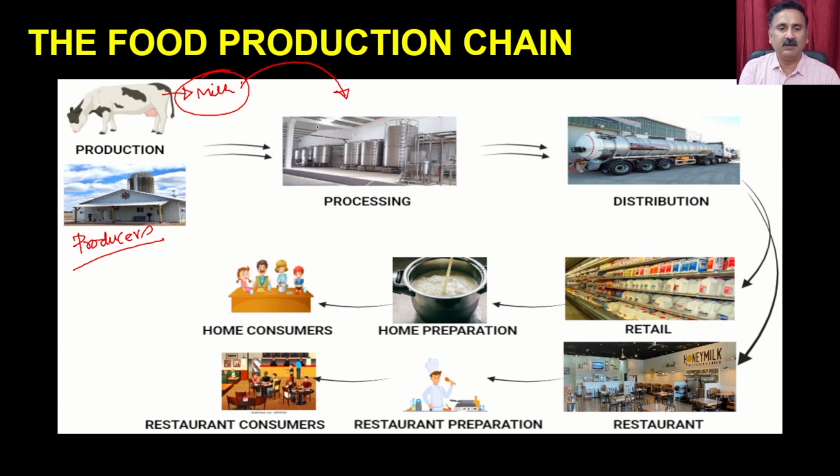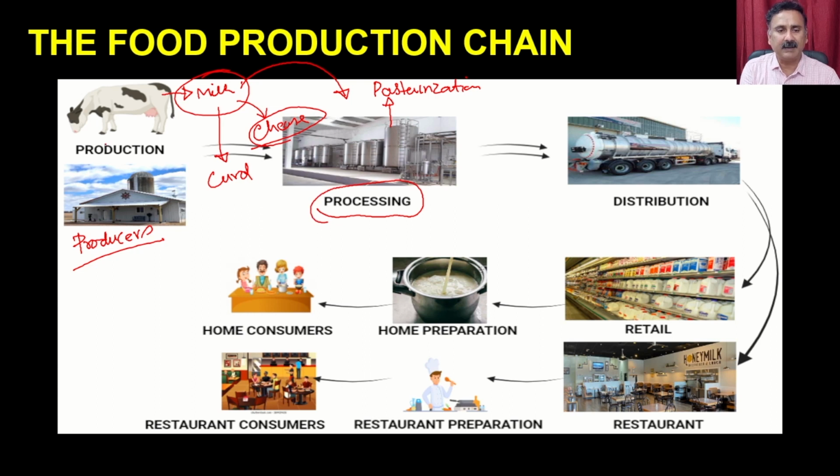Within this processing unit, for example, if we take an example of milk, then it is going to go into the pasteurization, right? Or the milk is going to be converted into curd, right? Or milk is going to be used for production of cheese. So all that is going to occur in this processing unit.